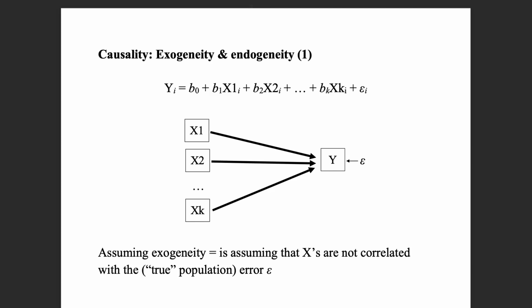So what does it mean when we say we need to assume exogeneity? What we are saying is we need to assume that our x's, the variables that we put on the right-hand side of our model, are not correlated with the error term, with the true population error term. So there should be no correlation between our error and the values of our x variables. That is what the assumption of exogeneity means. There should be no connection, no correlation, between our error term here and our x variables here.